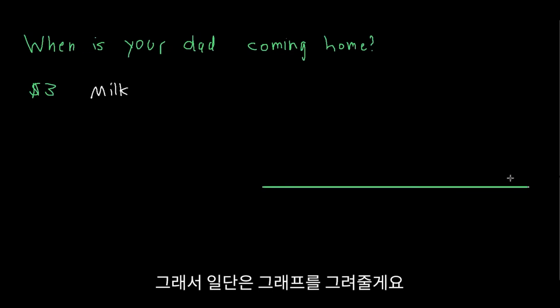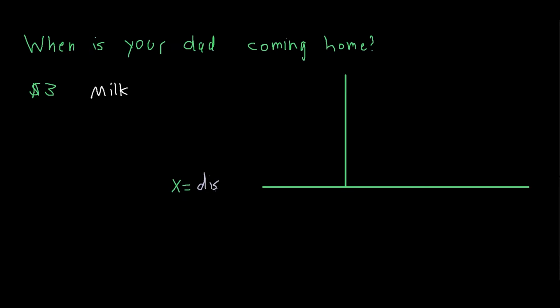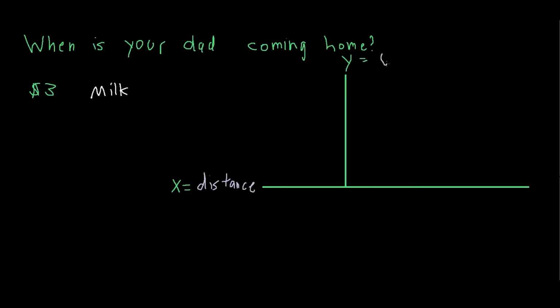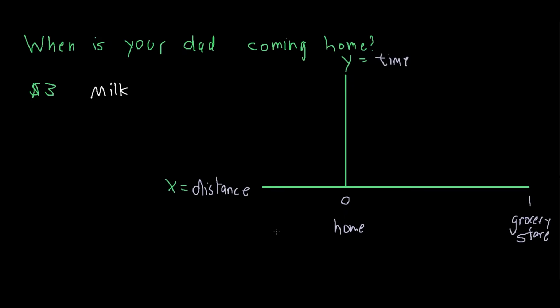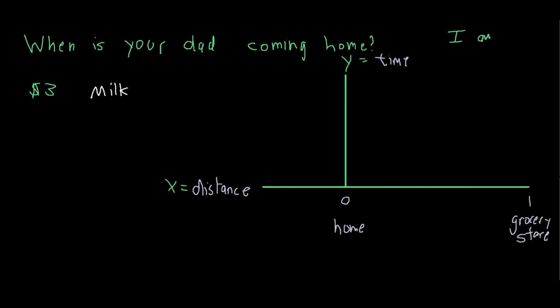So firstly, let's set up a graph, where the x-axis represents how far your dad is from home, the distance. And the y-axis represents the time until your dad gets home, the time. Now, one point of confusion for people doing this problem is that usually the x-axis is the one that defines time. However, in this case, the y-axis represents time because I am Asian and I get to make the math rules.